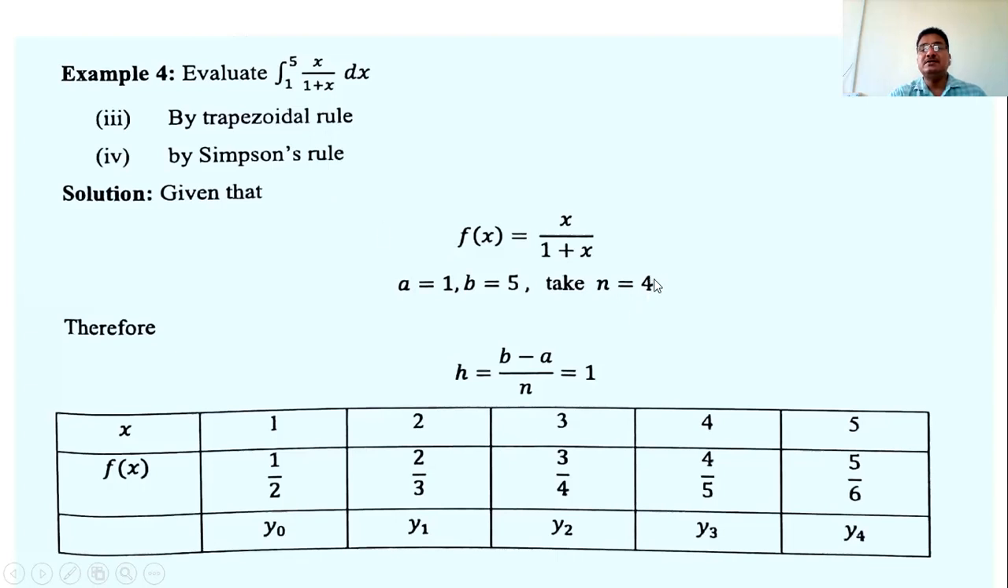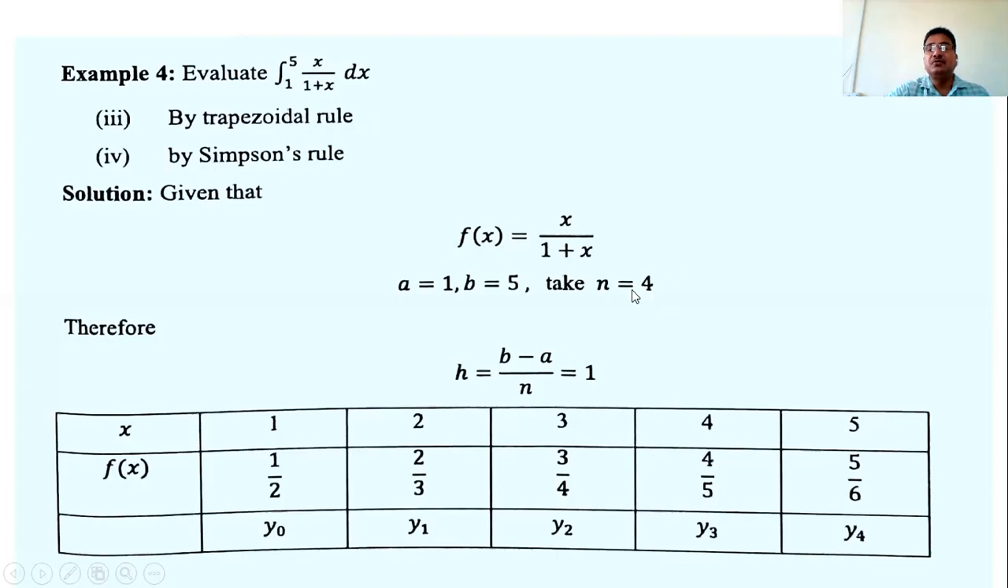But if we divide this interval 1 to 5 into an odd number of parts, say 7 parts, then the trapezoidal rule is applicable, but Simpson's 1/3 or Simpson's 3/8 rule is not applicable. That's why we divide into a number of subintervals for which the trapezoidal rule as well as Simpson's 1/3 rule is applicable. With an even number of subintervals, the trapezoidal rule has no condition, but under Simpson's rule the number of subintervals must be even. So take 4.